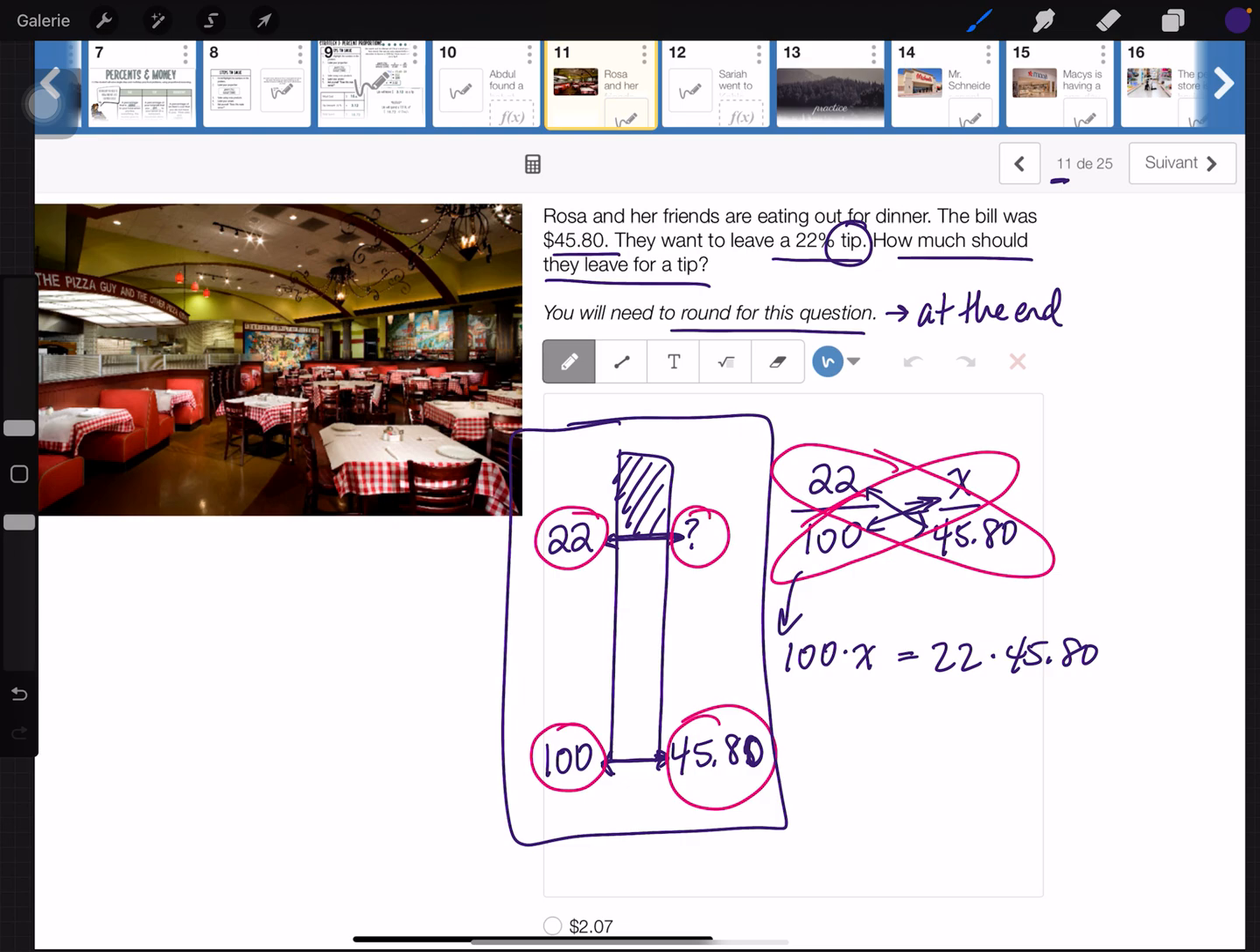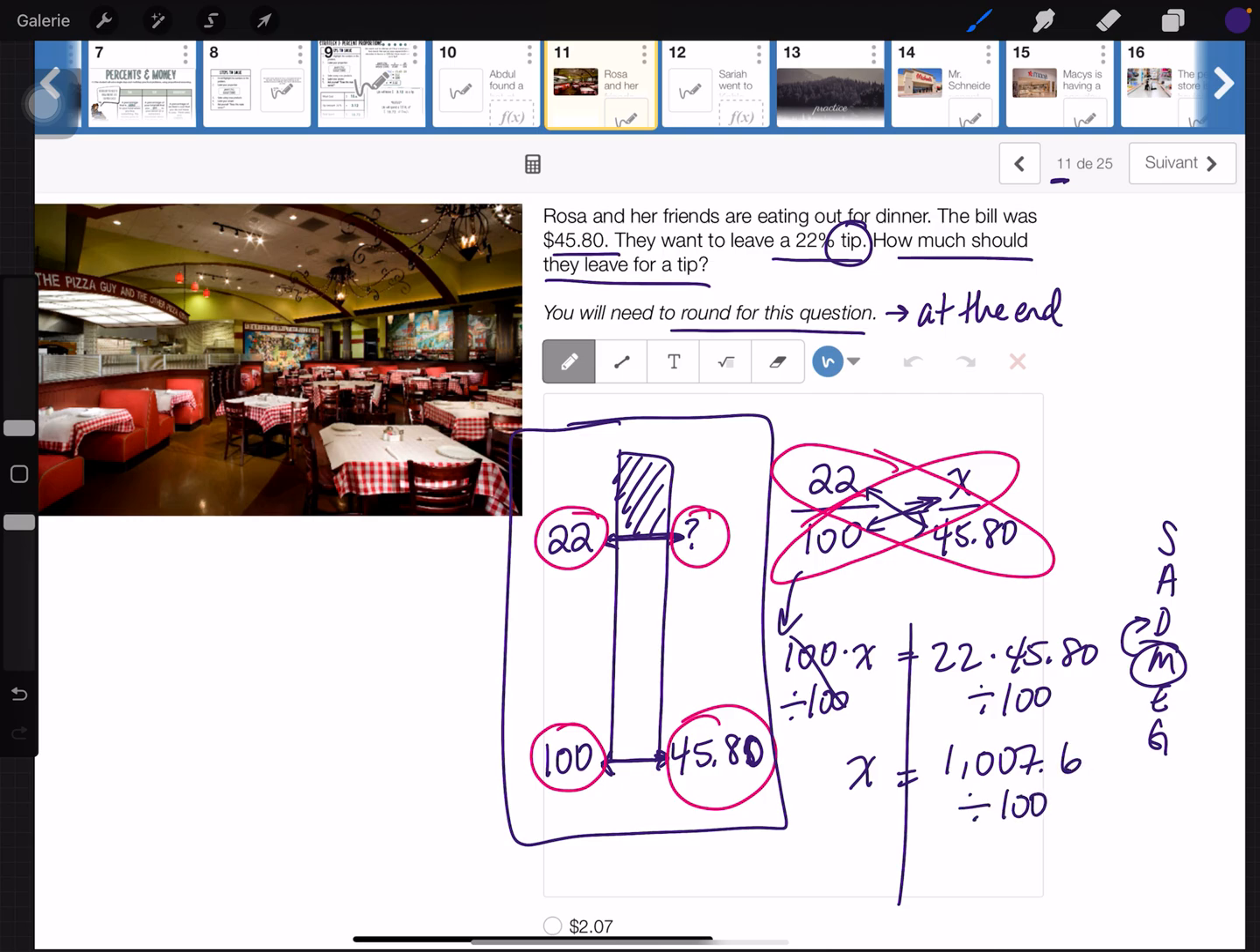All right, so if I'm not sure what's happening, I can always write out my SADMEG. On the left-hand side, I have 100 times x. I want to get rid of that 100. It's being multiplied, so I'm going to divide by 100 on both sides. And I'm going to get x equals, this is where I need my calculator, 22 times 45.80. 22 times 45.8 is 1007.6. And that's divided by 100.